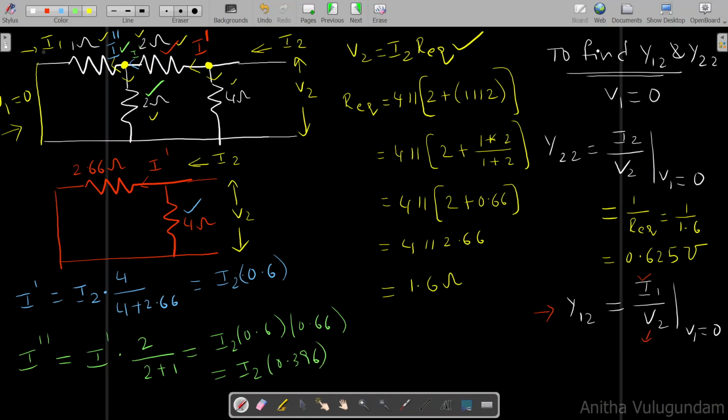According to the circuit here, I1 equal to minus I double dash, because both are flowing in reverse direction. So by substituting these values, y12 equal to I1 value, minus I2 into 0.396, divided by V2 value, I2 into R equivalent, which is 1.6. By using a calculator you can find this value as minus 0.25 mho. So we have found the y12 value as well.